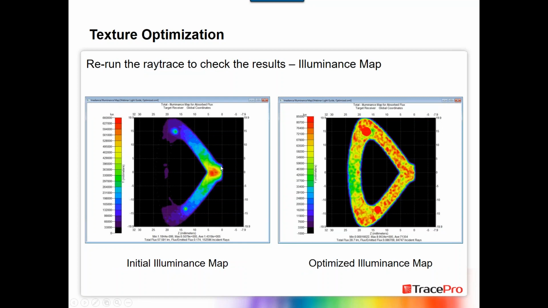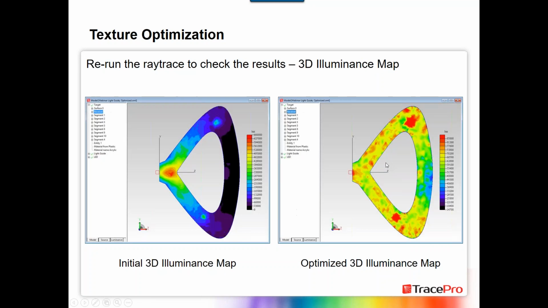Here's the initial illuminance map, and here's the optimized result. One thing I did here is these two holes were really sort of dominating the image, so I set an upper limit on the lux value and let those saturate, just so we could get a better look at what the distribution was. Here's the 3D illuminance map showing the results right on the model in TracePro. Similar results.